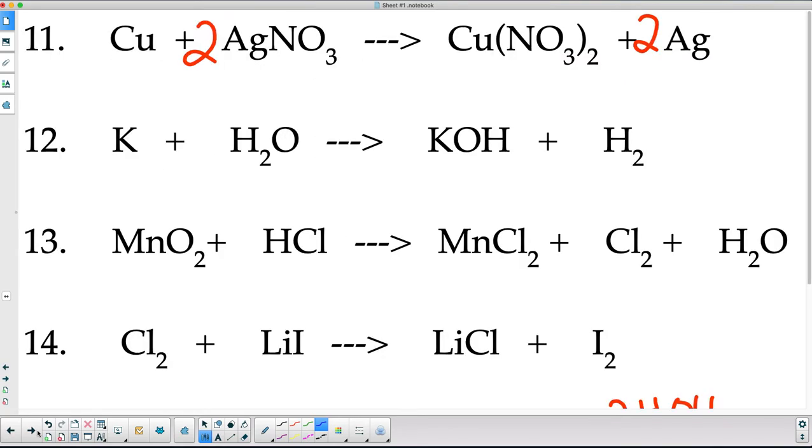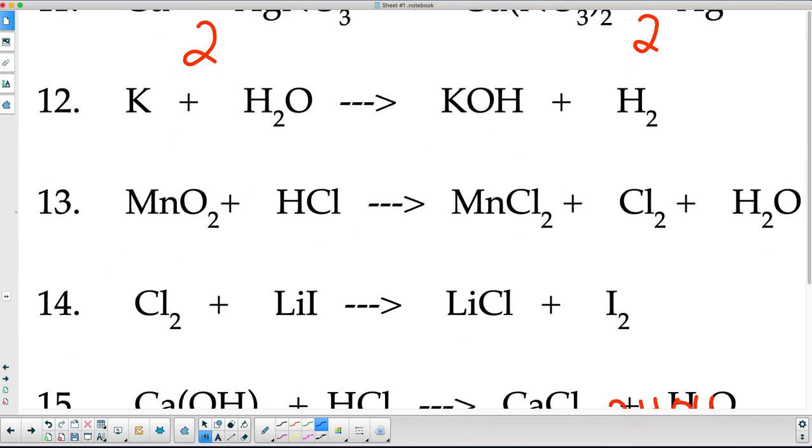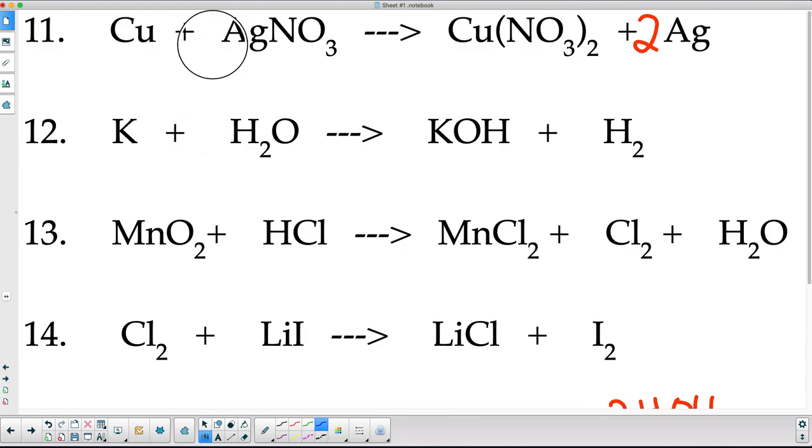So let's get down to the good stuff here. Oh, here's a couple of good ones. Everybody wants to do number 13 because it's the longest one on here. So let's take a look at number 13.